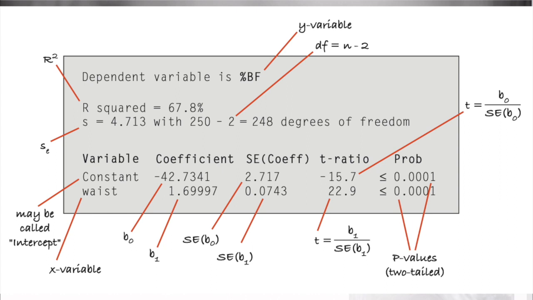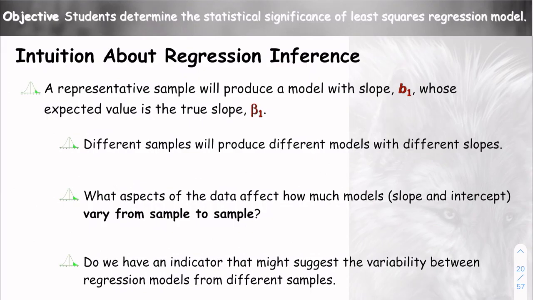And so if our sample is representative, it will produce a model with a slope, so our sample will produce a slope of b1, whose expected value is the true slope, so we use beta 1 to talk about that true slope. Different samples will produce different models with different slopes, and that should make sense. But we want to look at what aspects of the data affect how much models, i.e. slope and intercept, vary from sample to sample, and that's where standard error comes into play.